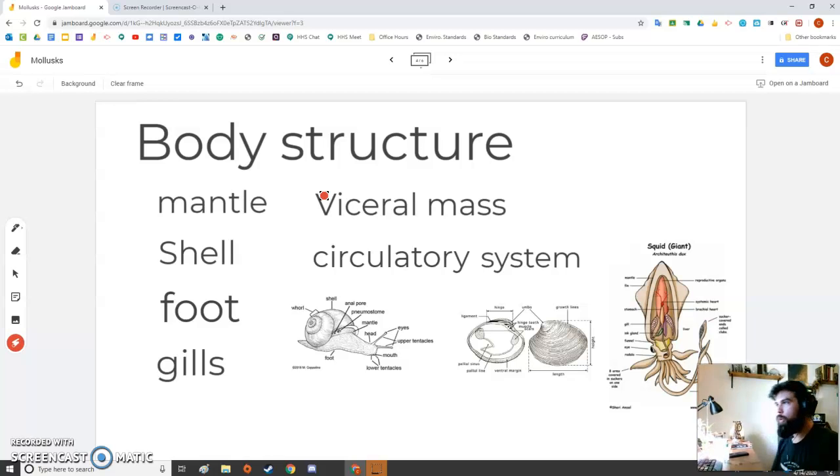So finally, we need to talk about the circulatory system. This is a little bit complicated when it comes to the mollusks because they don't all have the same circulatory system. Let's take a look at the two different types.